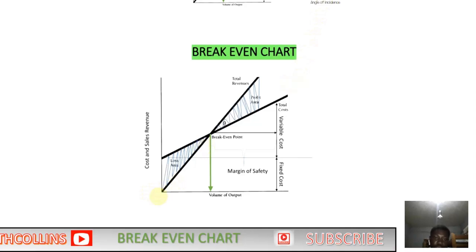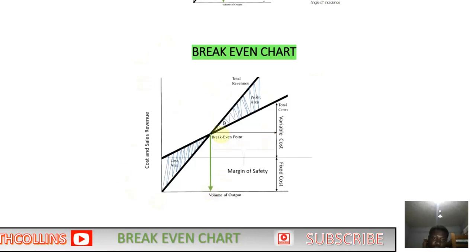And in this case, where the total revenue line meets the total cost line, there we have our break-even point. So we have the formula way of finding the break-even point, and this is the graphical way. So where they meet, that is where we get our break-even point. Assuming we demarcated here 10, 20, 30, 40, 50, 60, then our break-even point will be 50. So if we are able to produce 50 bags of sachet water, then we are going to break even.